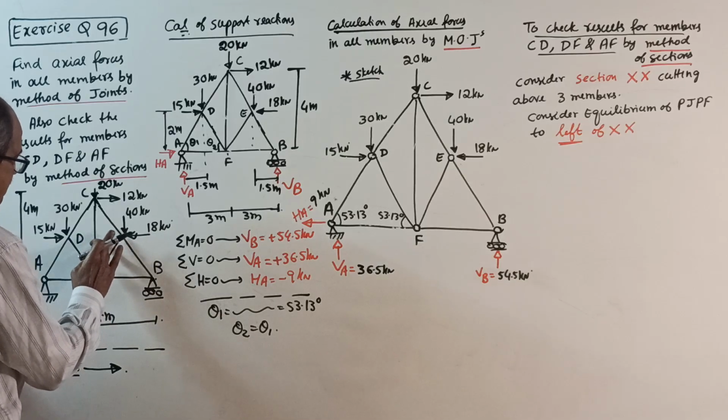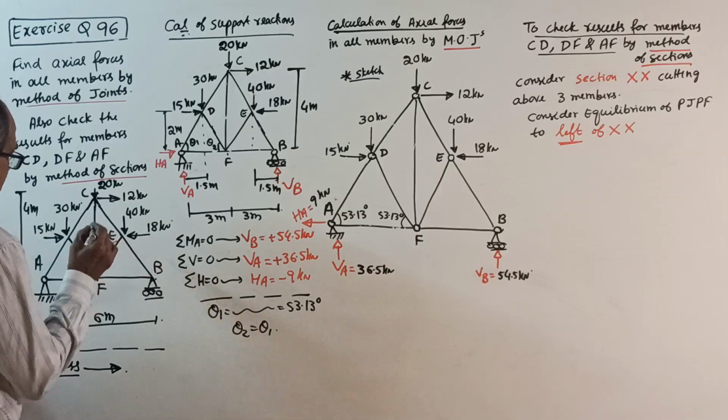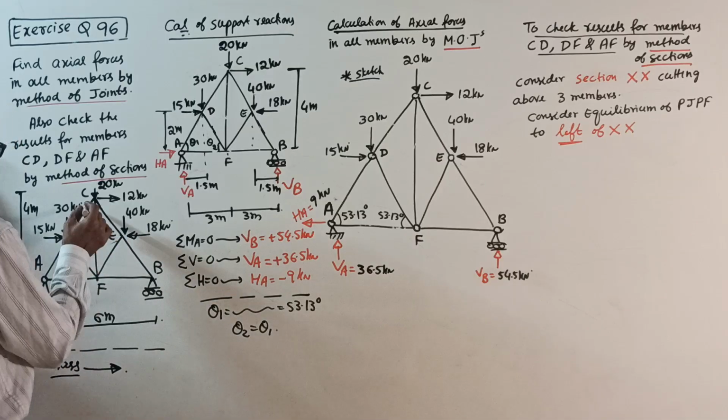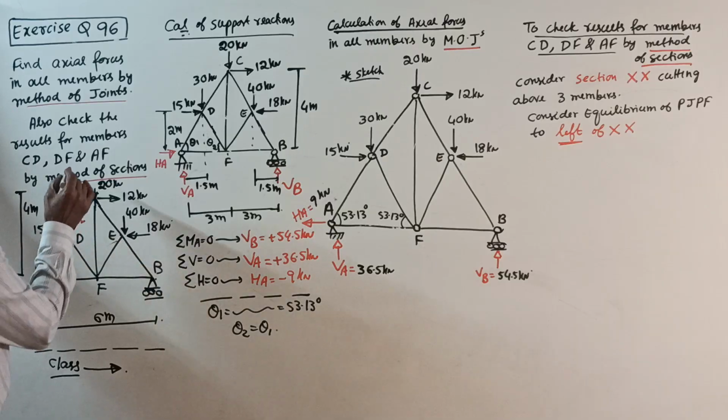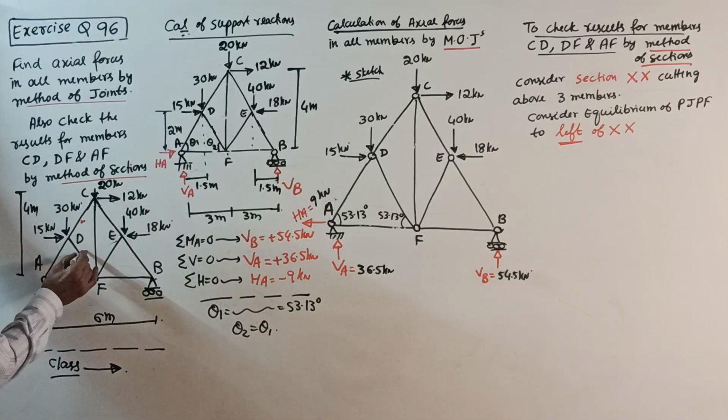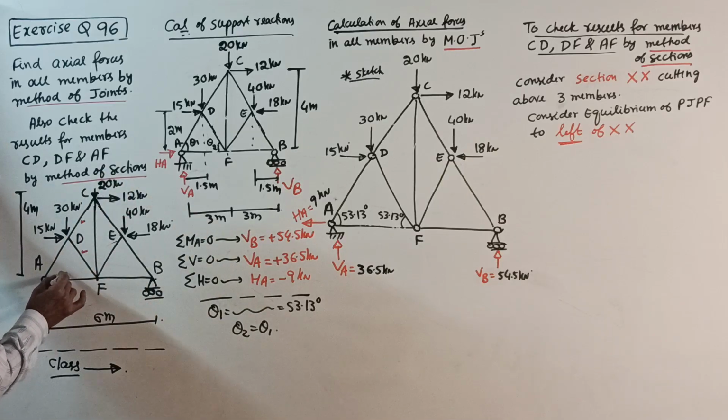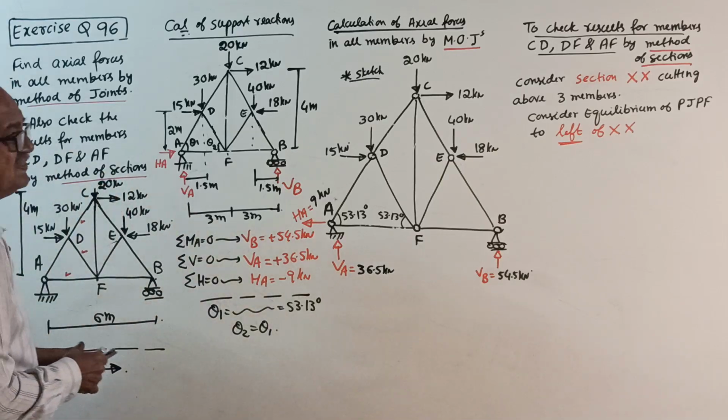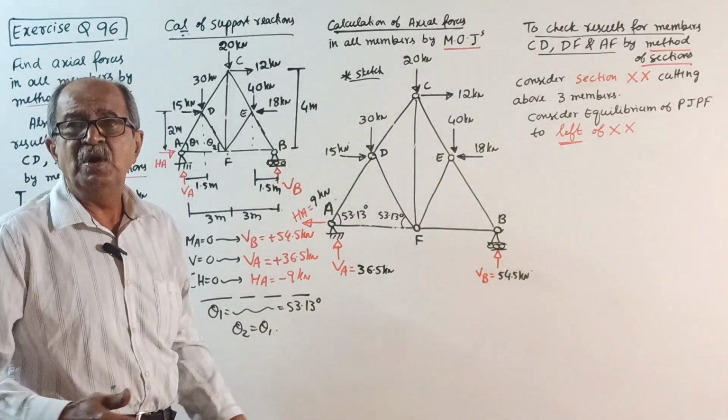E. Okay. Check the results for the member CD, this member, DF, this member, and AF, this member, by method of sections. That is once again the usual trend.